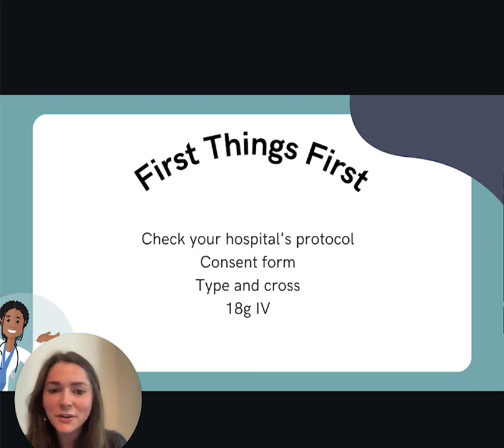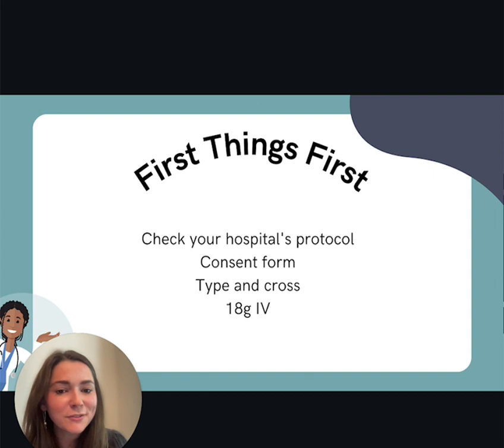The first thing you are going to want to do as a safe registered nurse is to check your hospital's blood transfusion protocol. Most hospitals do require 2 RNs to verify blood product administration, and this policy will vary hospital to hospital. Next, you are also going to want to make sure your client has signed a consent form. A consent form is that legal document that shows that the provider has discussed the risks and benefits of a procedure with a client, and that client agrees to the procedure. We cannot start a blood transfusion until we know the client has given consent.